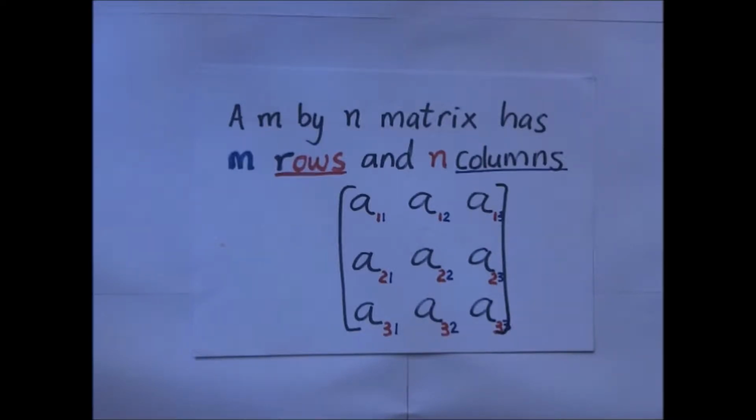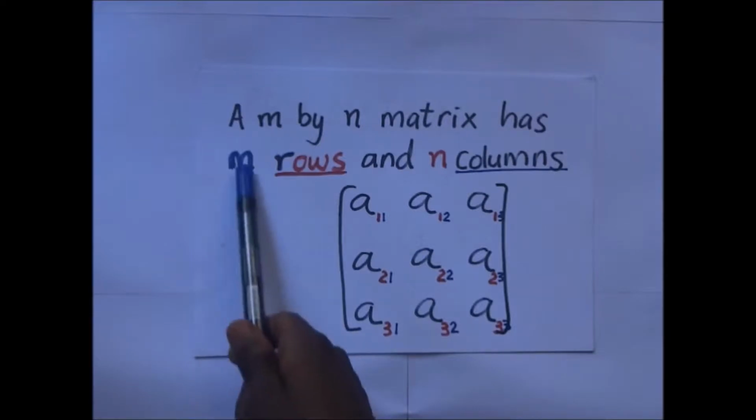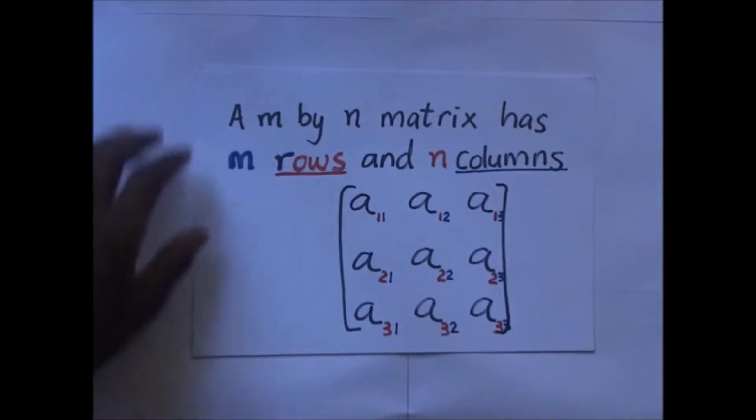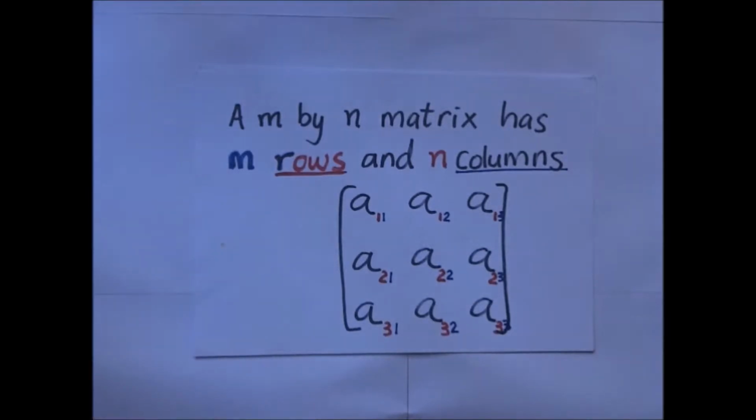We arrange them in terms of rows and columns. And this, therefore, is a 3 by 3 matrix. A 3 by 3 matrix means that it has 3 rows and 3 columns, as we shall see later on. Now let's look at the types of matrices.